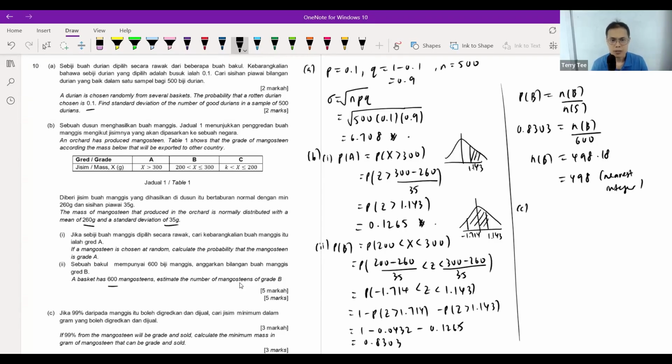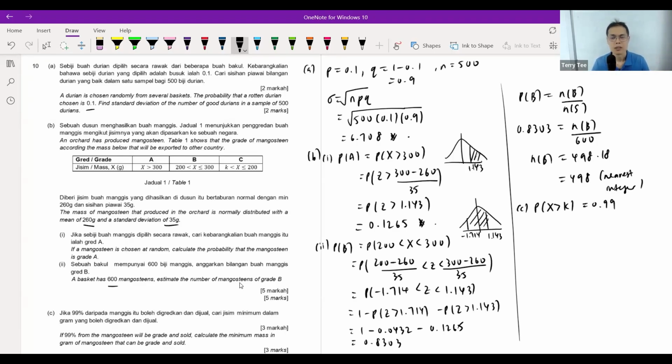If 99% of mangosteen will be graded and sold, calculate the minimum mass in gram of mangosteen that can be graded and sold. Okay, 99% you can sell. This is from the orchard, right? Maybe 1% are bad enough, they are too small. And actually, you can see they say that they are graded according to grade ABC. So the rest you cannot grade, you cannot sell. So anything more than K, you can sell.